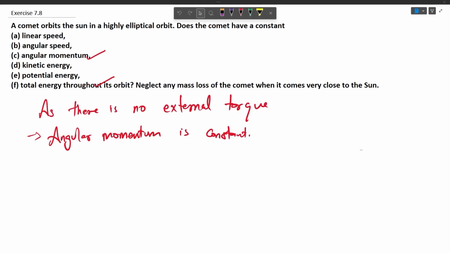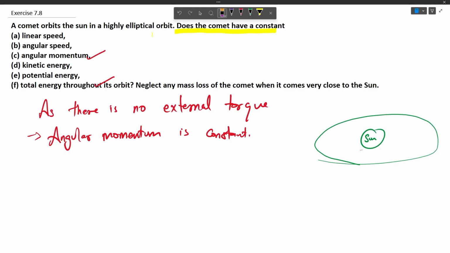The question says that the comet orbits around Sun in a highly elliptical orbit. Does the comet have a constant linear speed? So there are various physical quantities given, and we have to say which of the properties are constant. Now when we assume that this is Sun and this is the comet and it is going in a highly elliptical orbit.